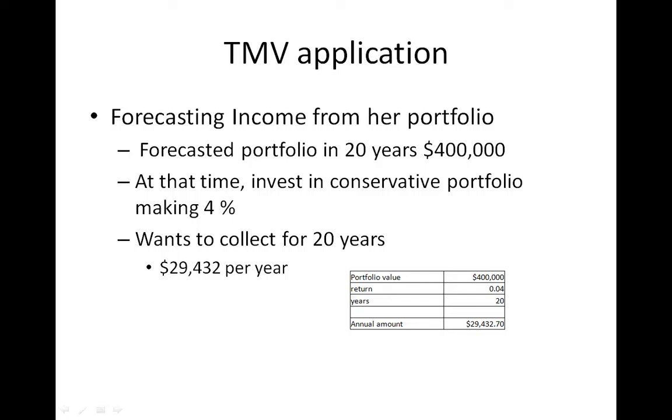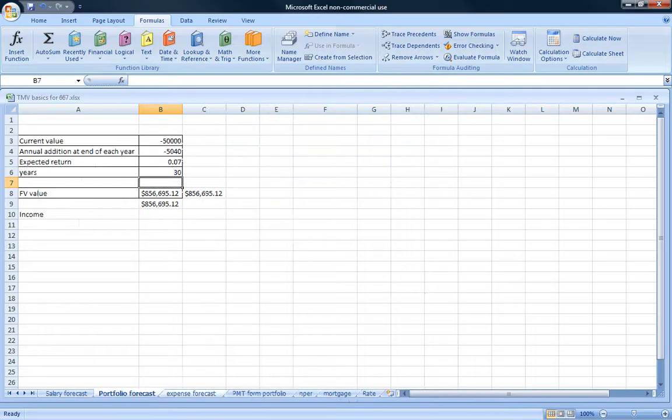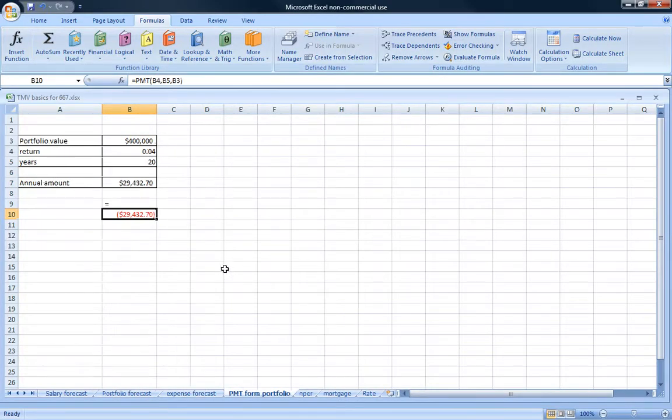So the calculation basically will be the portfolio value is 400,000. The return you're making is 4%. Years is 20. When you do the calculation, you'll get 29,432. So how do we do it with Excel? Again, over here, money we are putting in or giving to an investor, we should make that a minus sign.